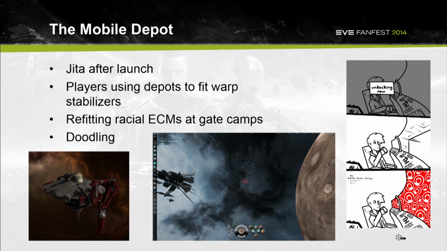But that's pretty fun. Some other uses: players have been using it, for instance, to fit warp stabs when doing missions to get away from people trying to kill them, which I guess is fair. Also refitting racial ECMs during gate camps to better jam your prey. Very good. And of course, doodling, which is titties in space. At least it's not a penis. So, great balls, eh?